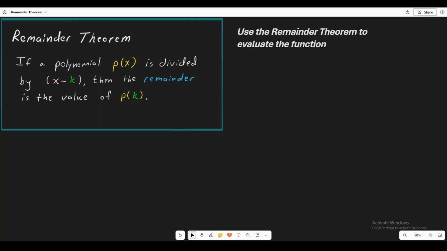And I have it written right here on the left. So the Remainder Theorem states the following: If a polynomial P of x is divided by x minus k, then the remainder is the value of P of k, right? And we're going to do a few problems. We're going to use the Remainder Theorem to evaluate the functions that I have, all right?